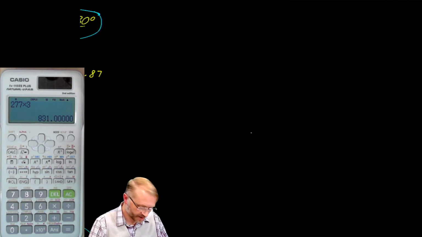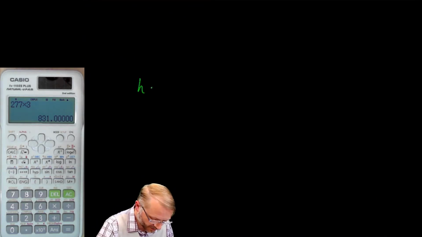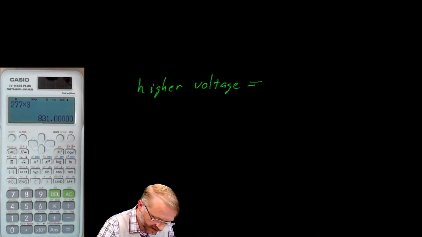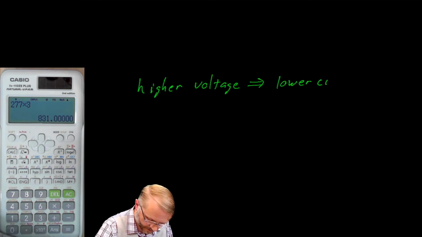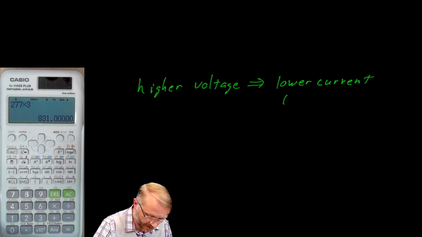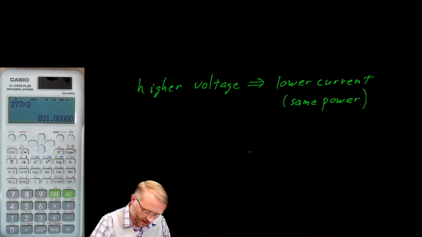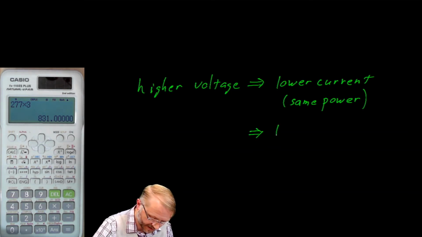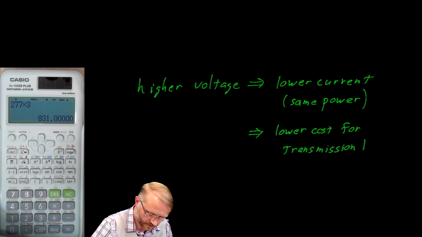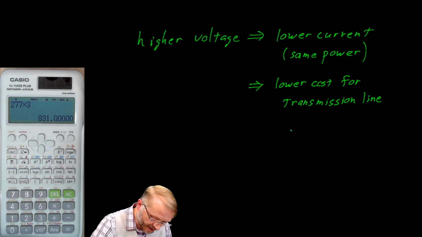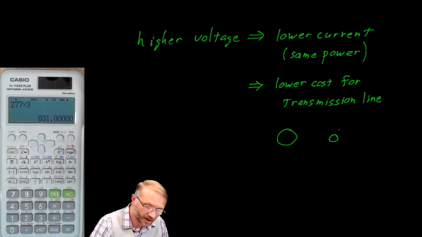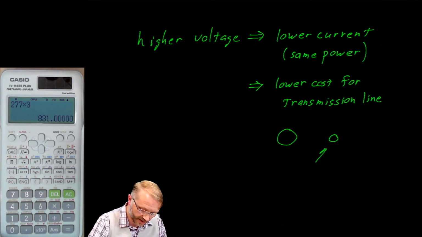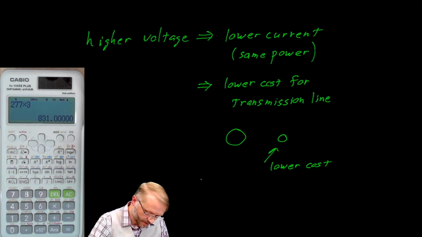We should put this into words. We would say that higher voltage yields a lower current, and that's assuming we have the same power. Higher voltage also implies a lower cost for the transmission line. Instead of suspending a large wire, we can use a much smaller wire to do the same job, and that generally lowers the cost. You could also argue that a higher voltage improves the efficiency of the system.